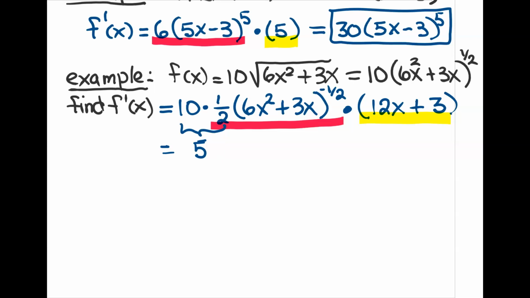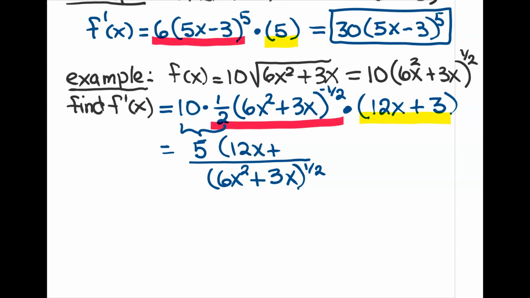Now, this is all one expression here. This is all being multiplied together. So it's basically one big term. So when I flip that to the bottom, it just goes to the bottom of everything. That means a positive power. And then I still have the 12x plus 3 on the top. So I combine 10 times 1/2 for 5. I keep my 12x plus 3 there. And on the bottom, I flipped my negative exponent below.